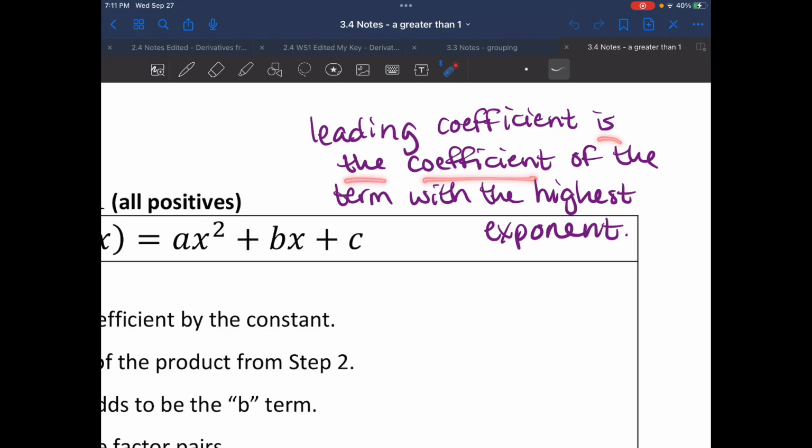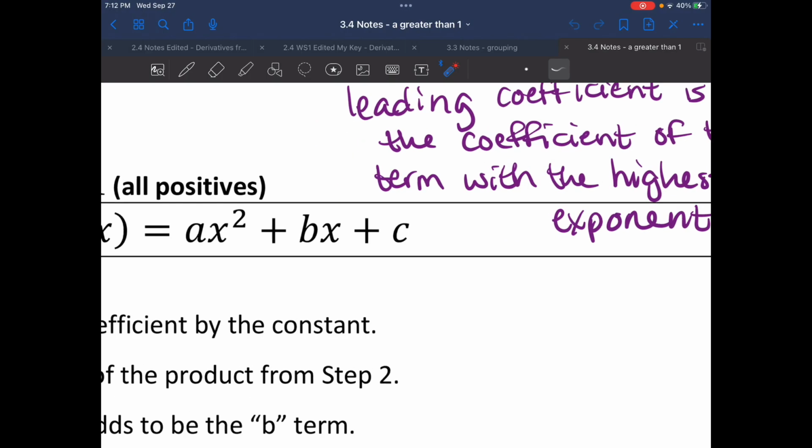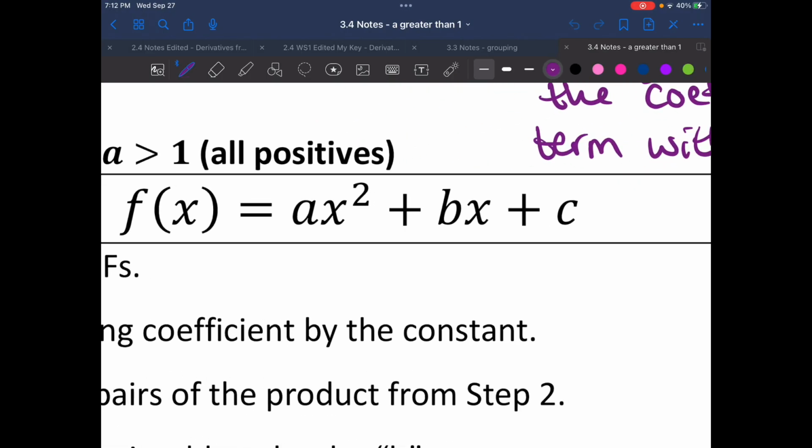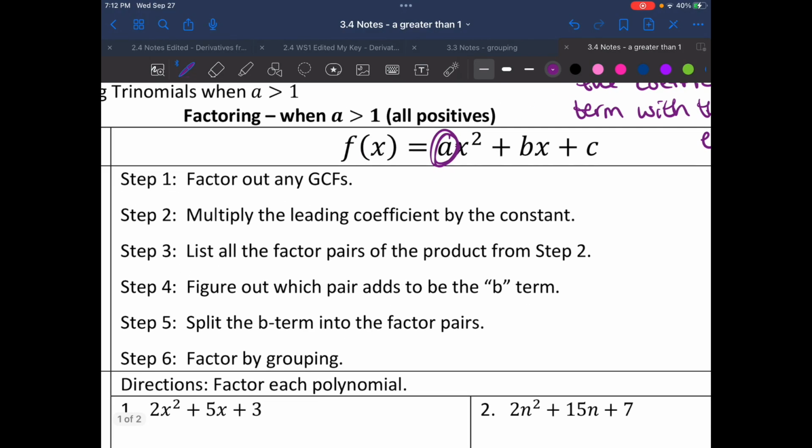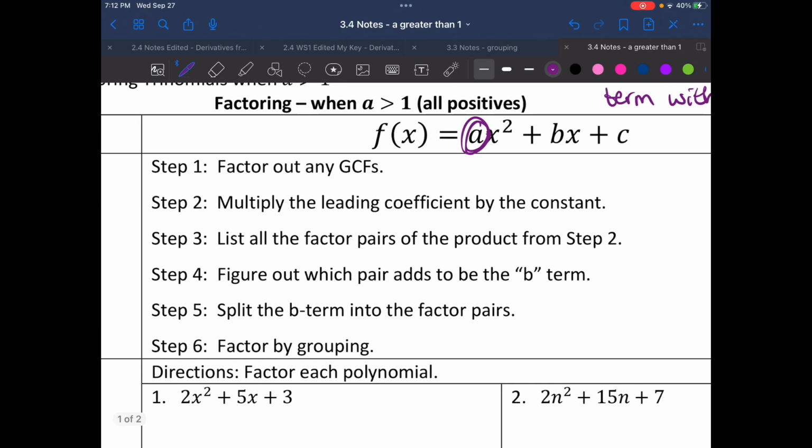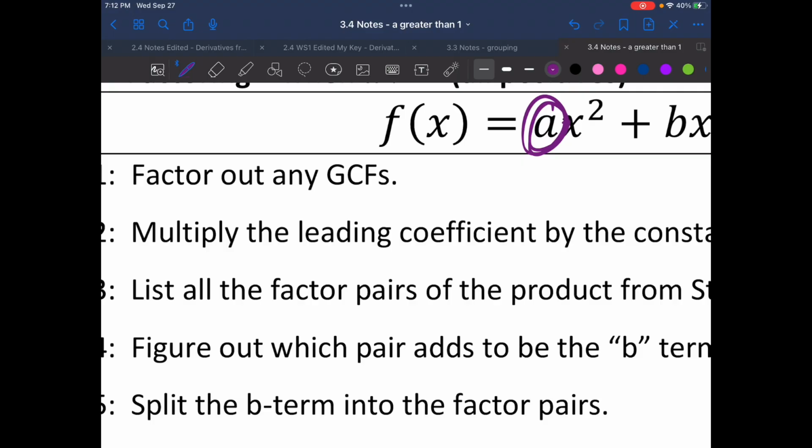First and foremost, the leading coefficient is the coefficient of the term with the highest exponent. So in a quadratic where the highest exponent is a 2, its coefficient is the leading coefficient. Step 1 to factor is factor out any GCFs. Sometimes this means factor out a negative sign. Your leading coefficient needs to be positive.